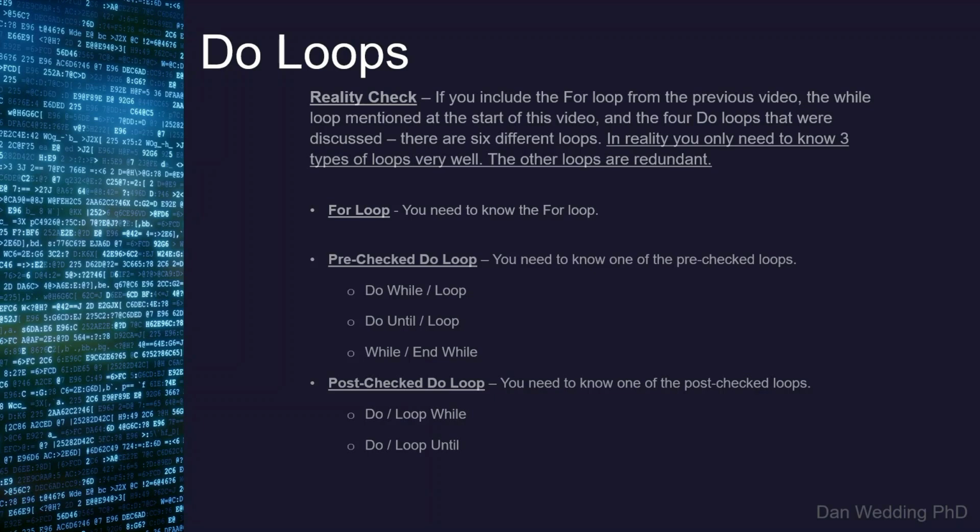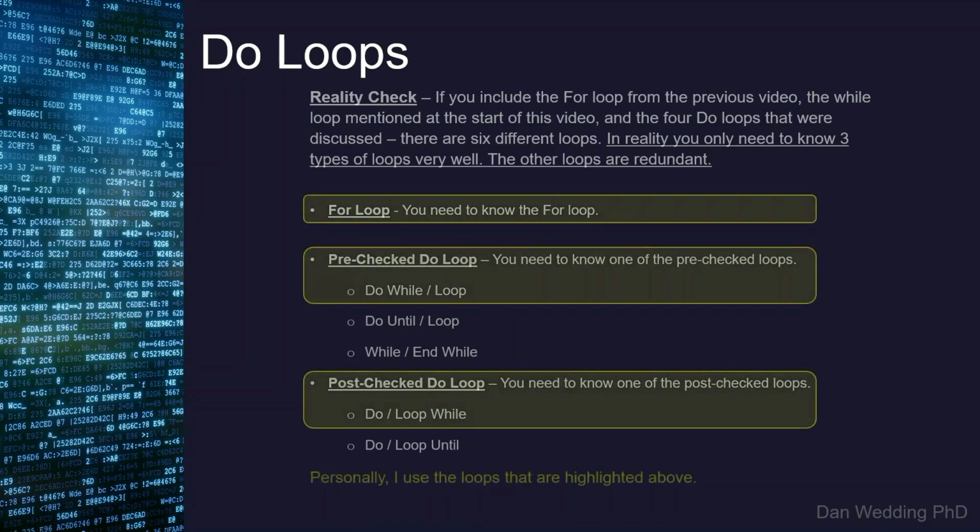If you include the for loop from the previous video, the while loop mentioned at the start of this video, and the 4 do loops that were discussed, there are 6 different loops. In reality, you only need to know 3 types of loops very well. The other loops are redundant. Personally, I use the loops that are highlighted above.